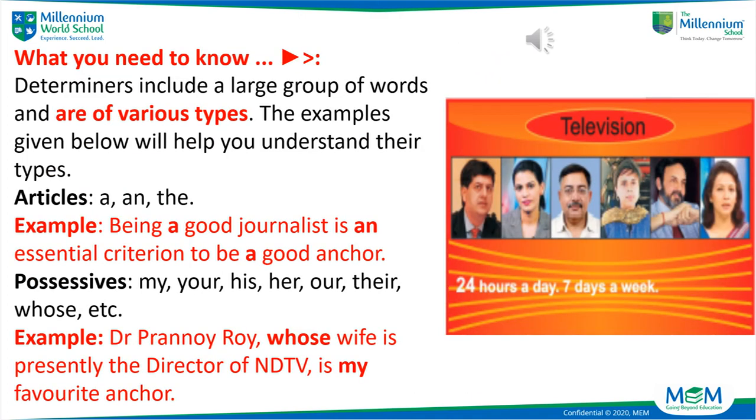Let's discuss what determiners are. Determiners include a large group of words and are of various types. The examples given below will help you understand their types. Articles. The articles a, an and the are determiners. For example, being a good journalist is an essential criterion to be a good anchor.